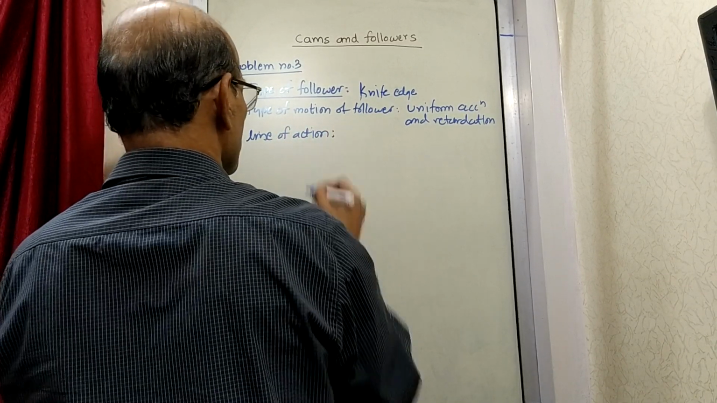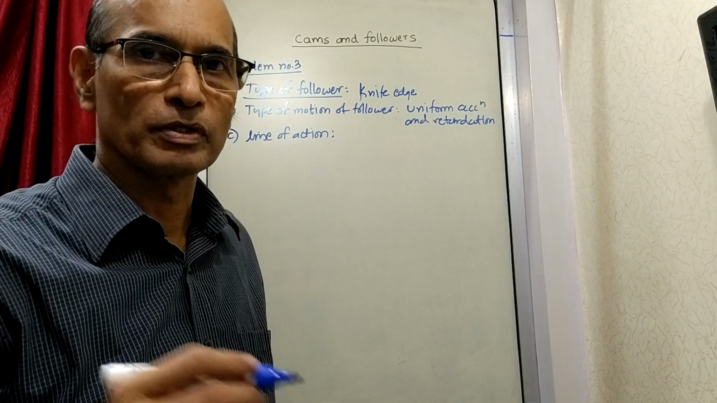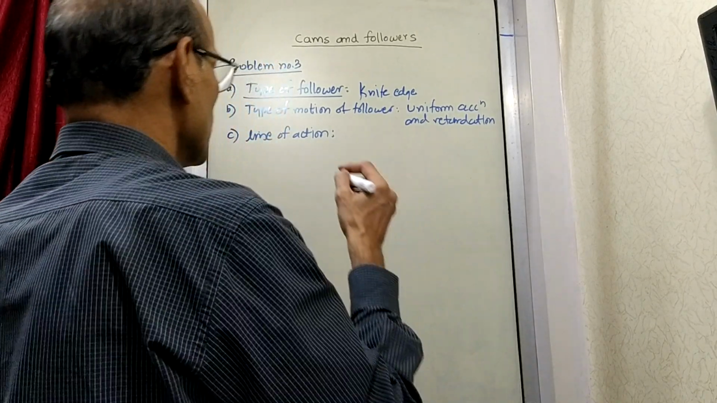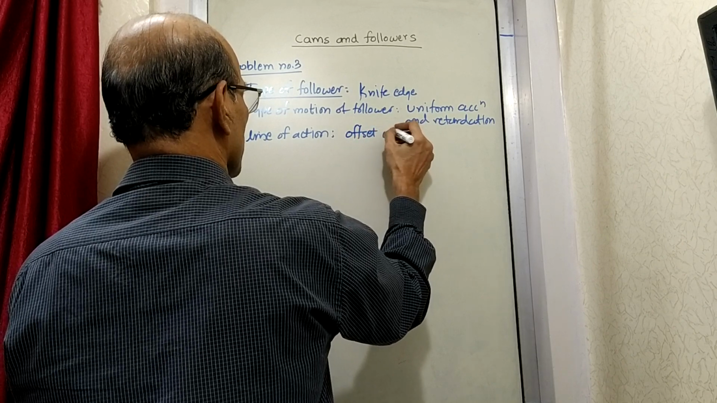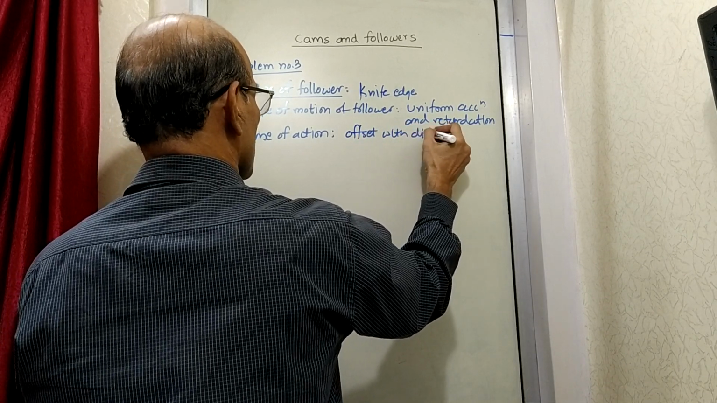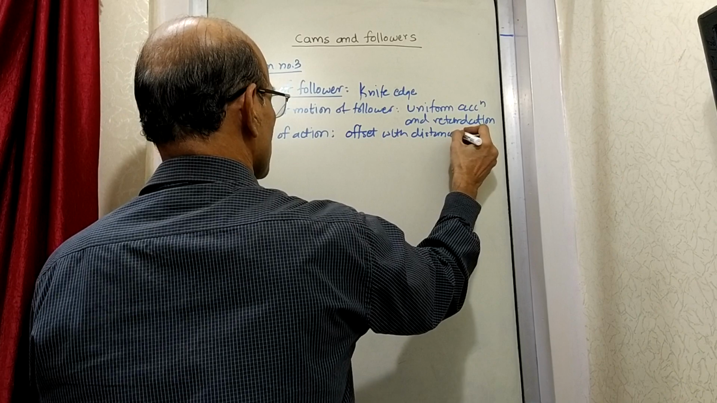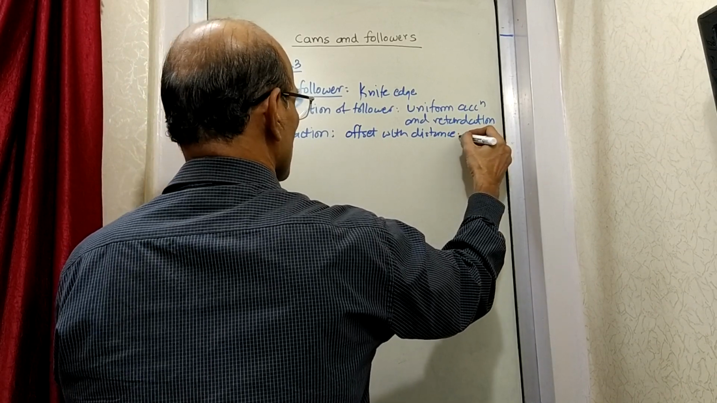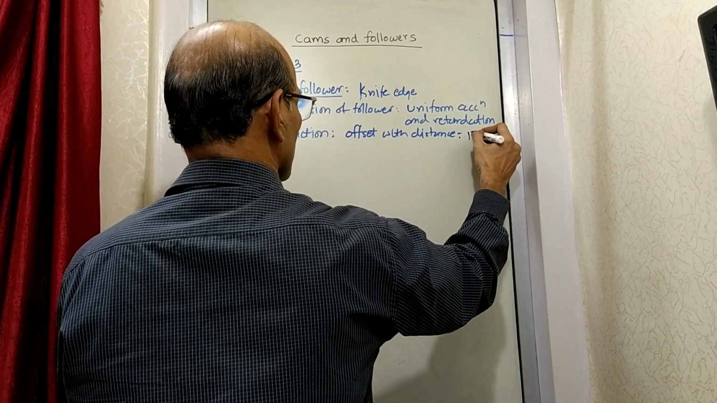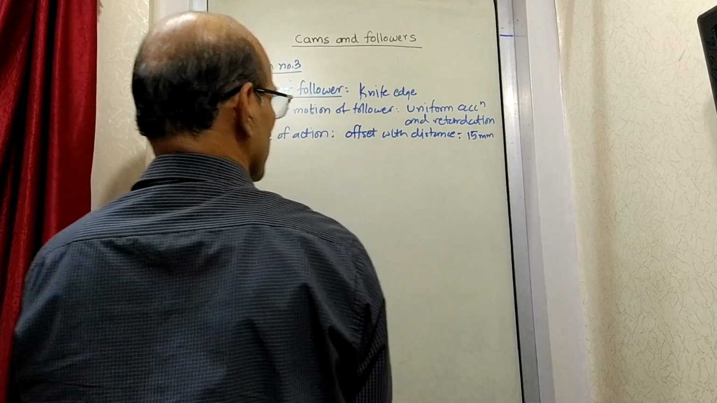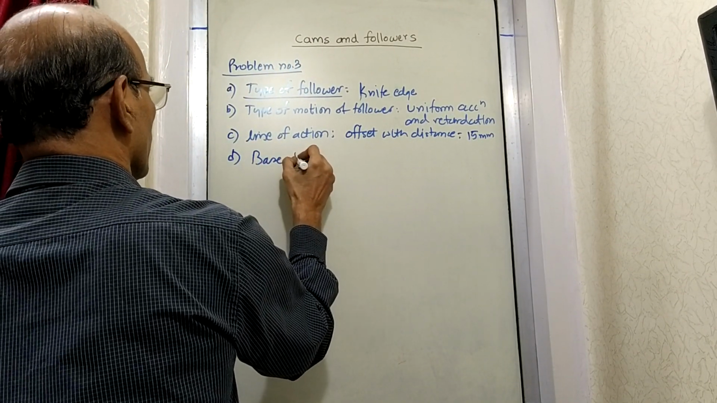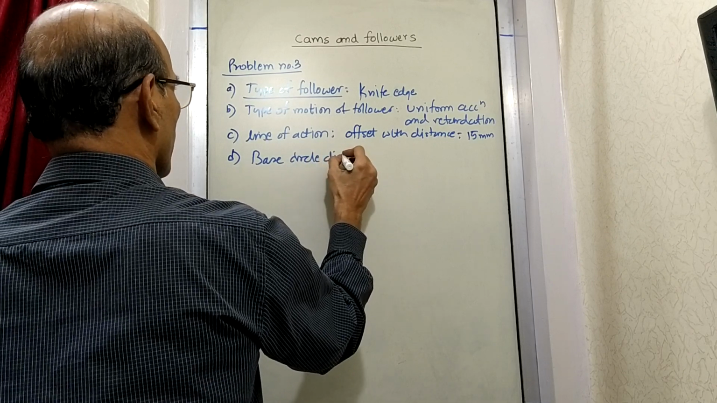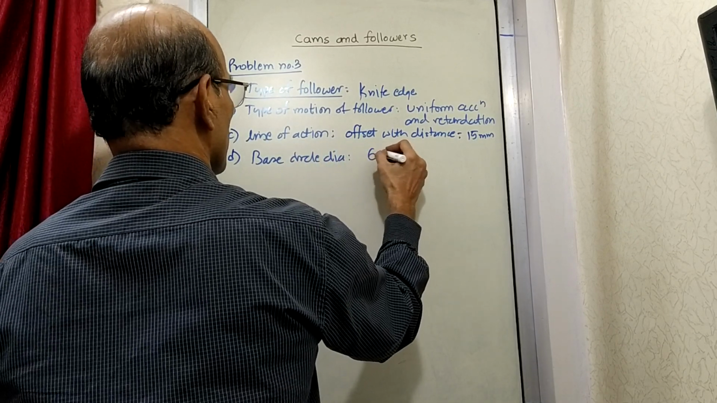Now this time we will make some change. Last two problems line of action was radial. Now we will take it as offset. Offset with distance. Once it is offset, you need to know the distance. So let's say 15 mm is the offset distance. Then the base circle diameter 60 mm.